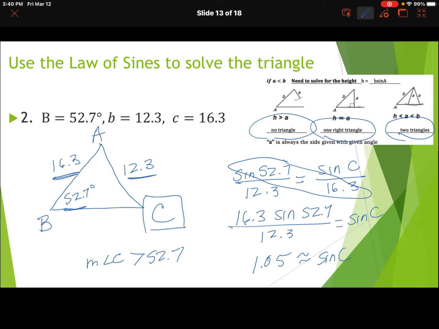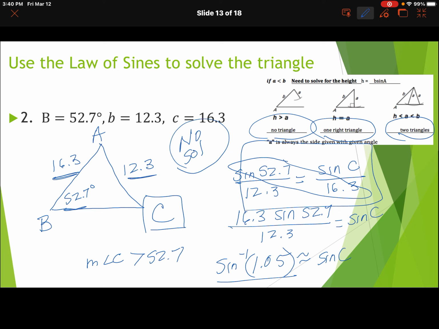Now when I try and do inverse sine of this, what's going to happen? I can't do inverse sine of a proportion bigger than 1. So this doesn't work, so that's how I know there's no solution. I just let the law of sines tell me. It could be obtuse, but it's not going to be anything because this side, 12.3, is too short to even reach the base of BC. So this is no solution or no triangle.